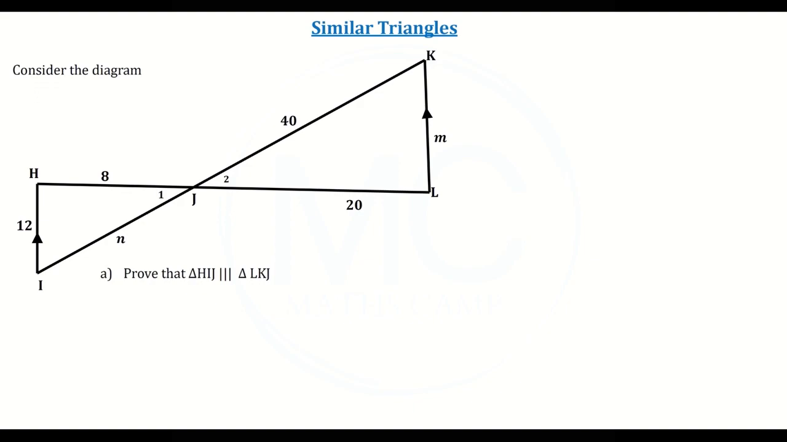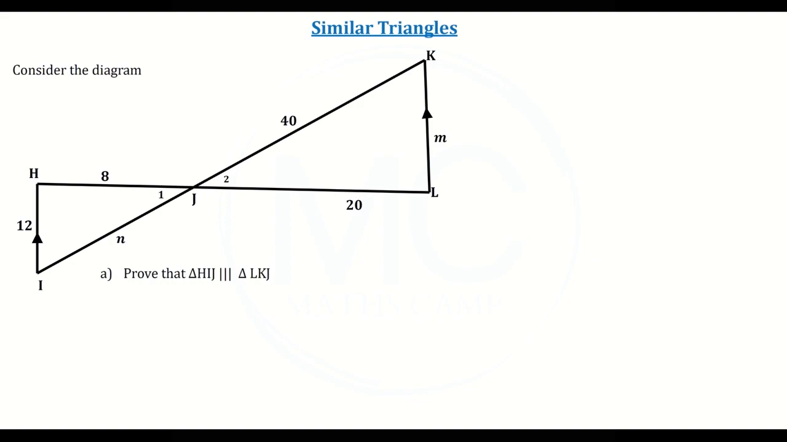Now we can consider corresponding angles or corresponding sides, but please remember that in order to use corresponding sides, we need to know the lengths of all three sides of both triangles. In this case, we don't know the length of IJ or the length of KL, so we cannot use corresponding sides, which means that the only way to prove that these triangles are similar is to look at corresponding angles.